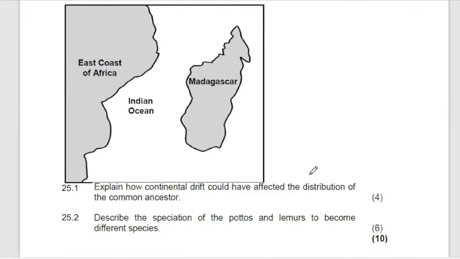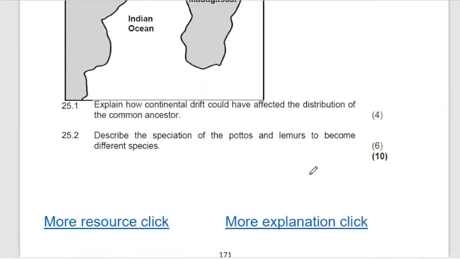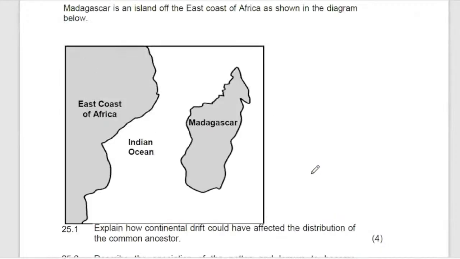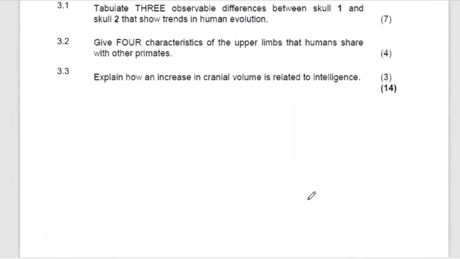Explain how speciation relates to common ancestors. It's our speciation that leads to, for example, lemurs becoming different species. So it's the same thing which we were trying to explain.